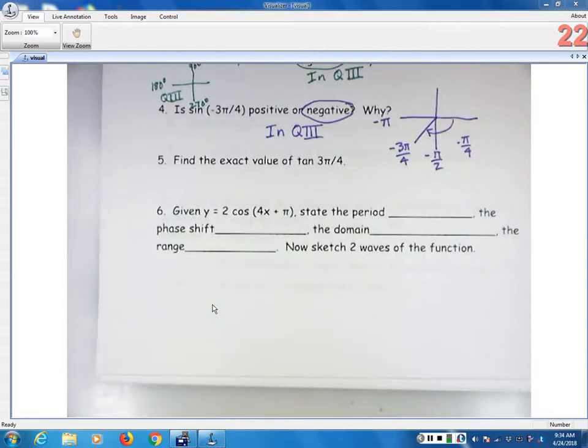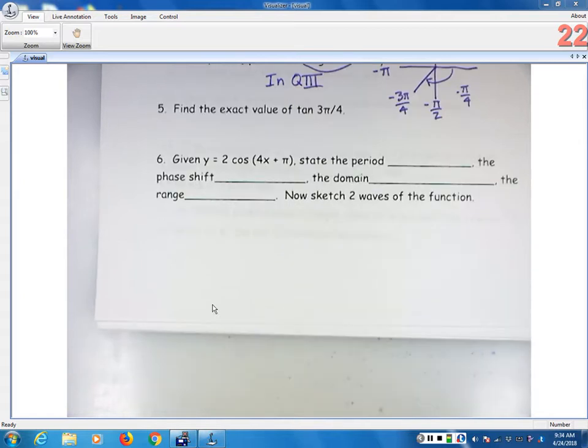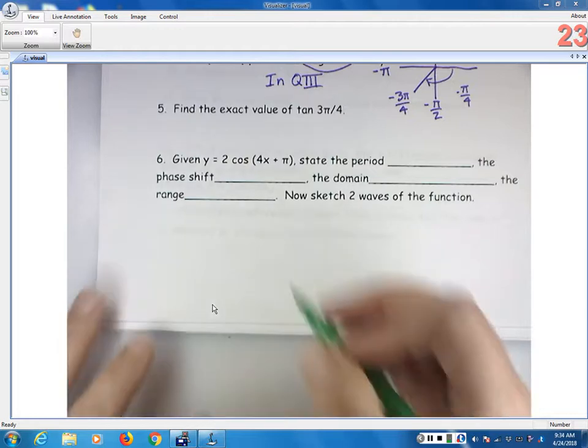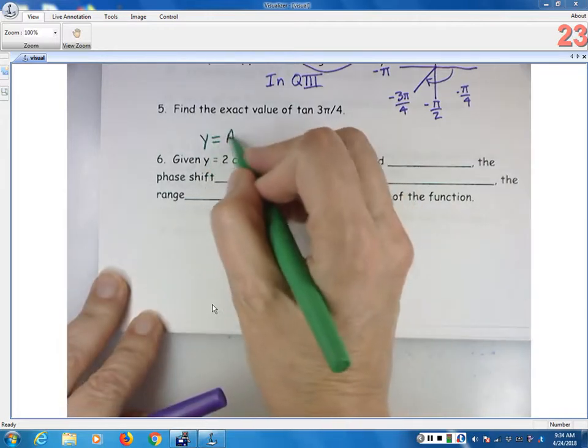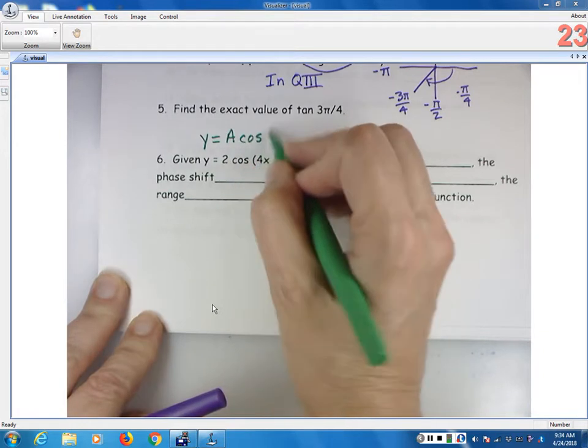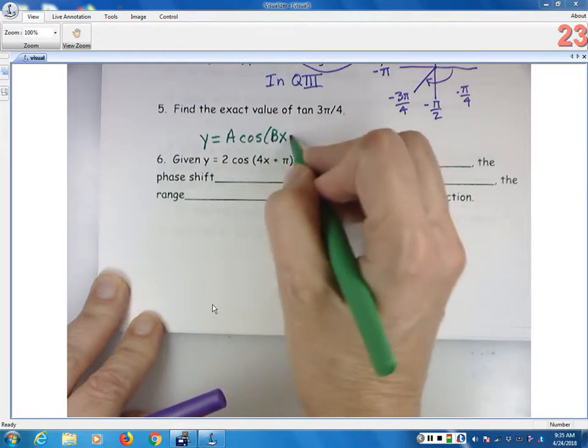All right. So given number 6, given y equals 2 cosine of 4x plus pi, state the period. Okay, so you guys are going to have to memorize this. Let me write it down. Y equals a cosine of bx minus c.